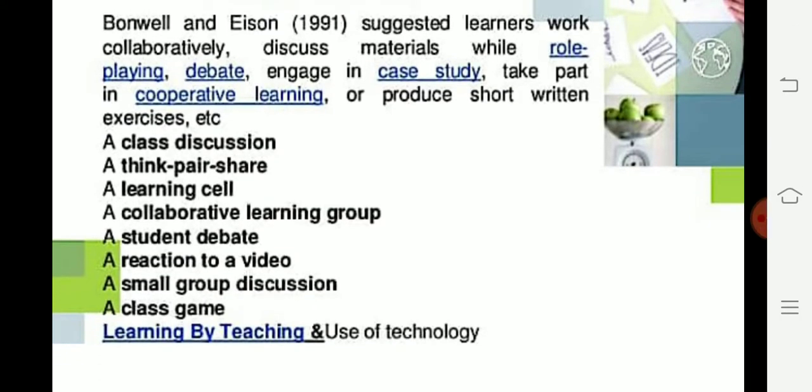A class discussion. A think, pair, share. A learning cell, a collaborative learning group. A student debate. A reaction to a video. A small group discussion. A class game. Learning by teaching and use of technology.